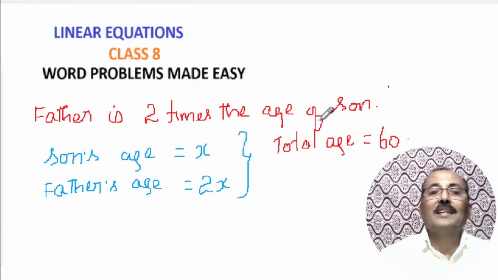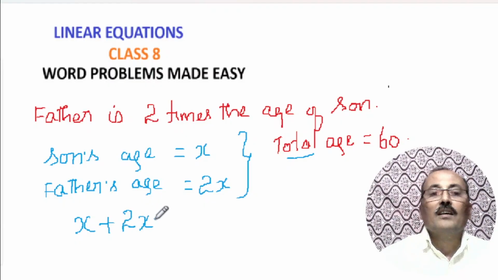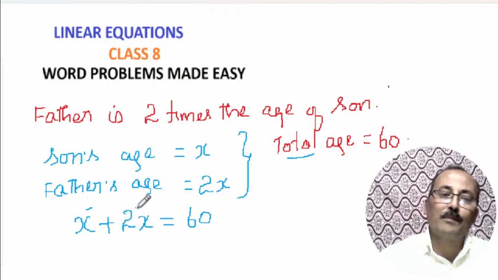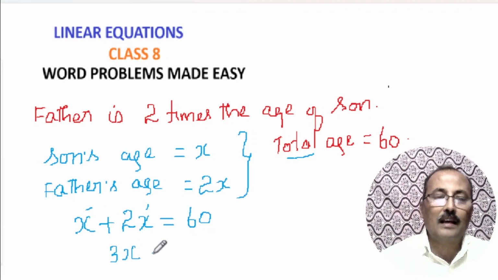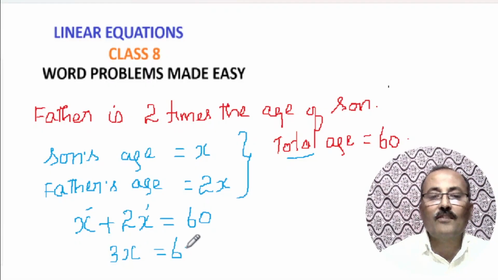The father is 2 times the age of the son and the sum of their ages is 60, which means we take x as the son's age and 2x as the father's age, both together. When you add them, you are going to get 60. Now on this side, like variables can be added. x plus 2x will become 3 times x, 1 times x and 2 times x become 3 times x, that is 60. When you divide by 3, x will become 20.